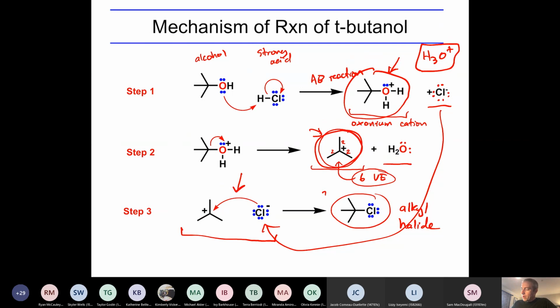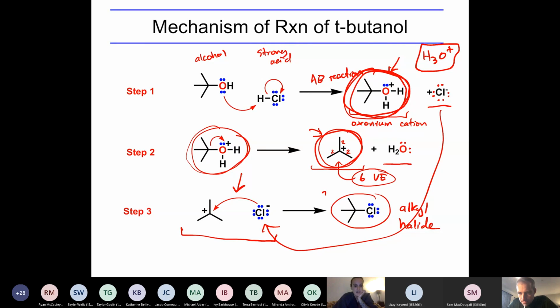Notice that in step 1, we make this oxonium ion. And then in step 2, the oxonium ion reacts away to make something different. So what do we call something like that? I see a hand up from Kimberly. Why don't we give a question? Yeah, I have a question.